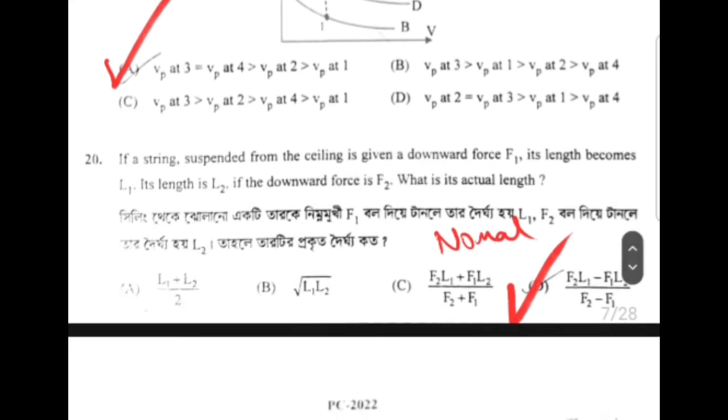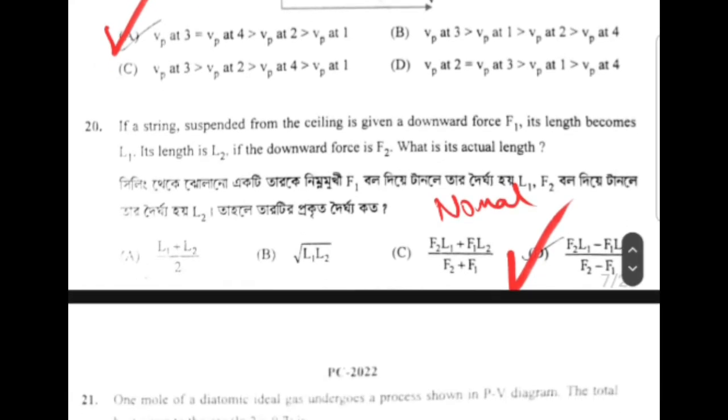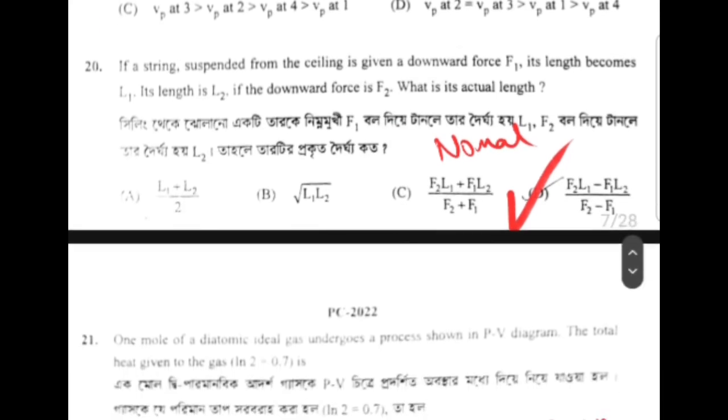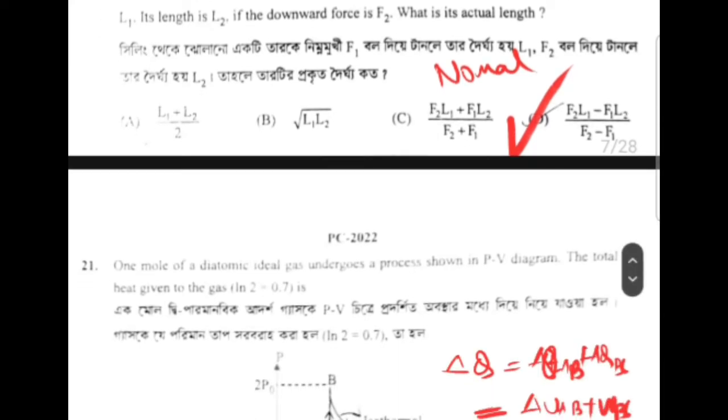1 mole of a diatomic ideal gas undergoes a process shown in the PV diagram. The total heat given to the gas is delta Q equal to delta QAB plus delta QBC, equal to delta UAB plus work done in BC. So from here n 3R by 2 delta T plus nRTB ln 2. So we'll get the answer as 3.9 P0V0, option B.